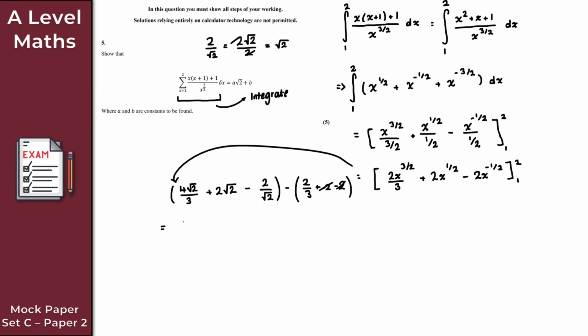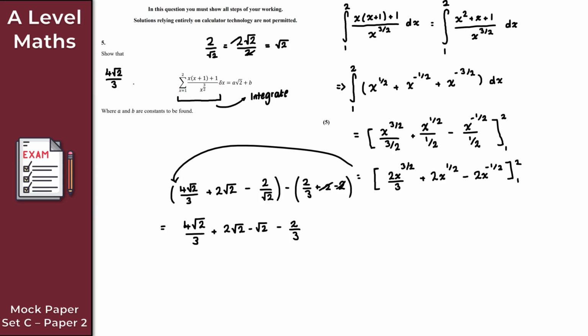So what I've got here then is 4 root 2 over 3 plus 2 root 2 minus root 2. Okay. And also don't forget here the minus 2 over 3. So we're nearly at our solution now. So 2 root 2 minus root 2 just gives me root 2. So 4 root 2 over 3 plus root 2. Let me just make a note here.